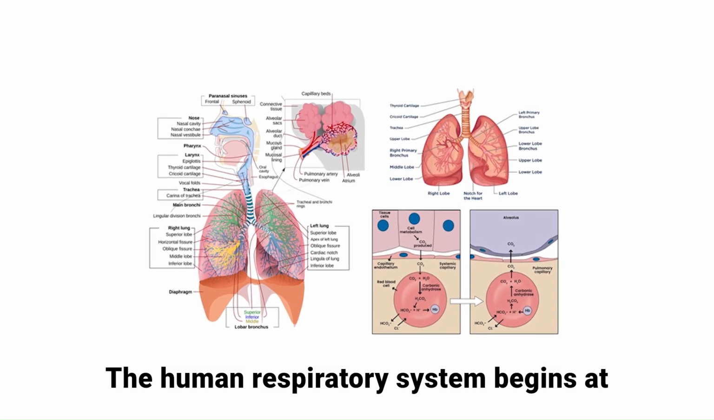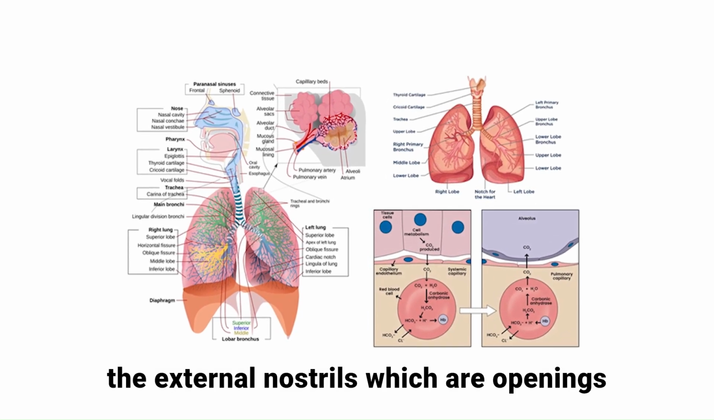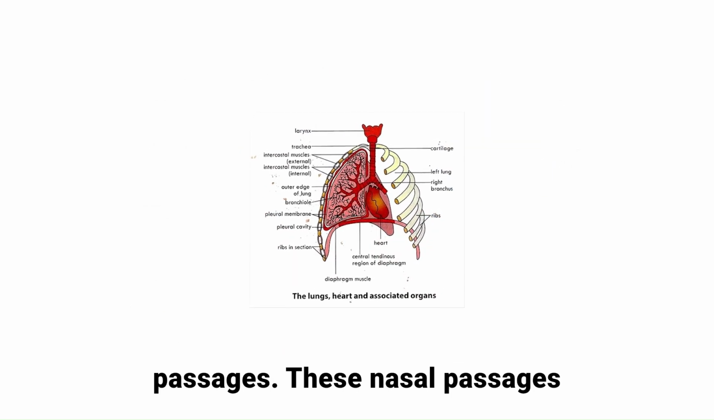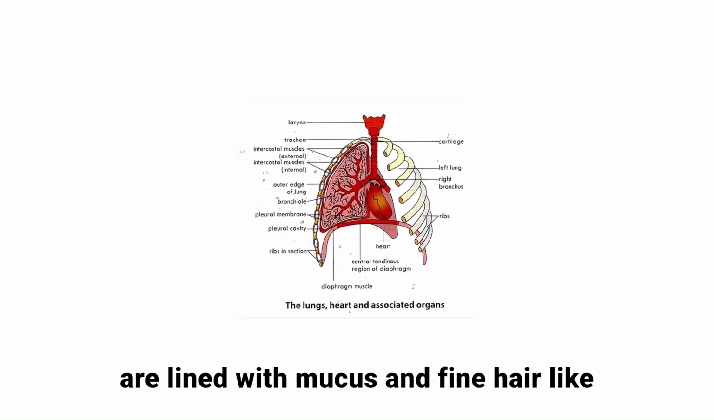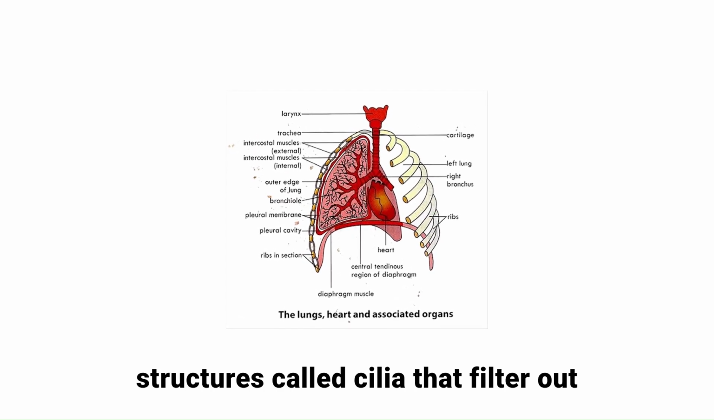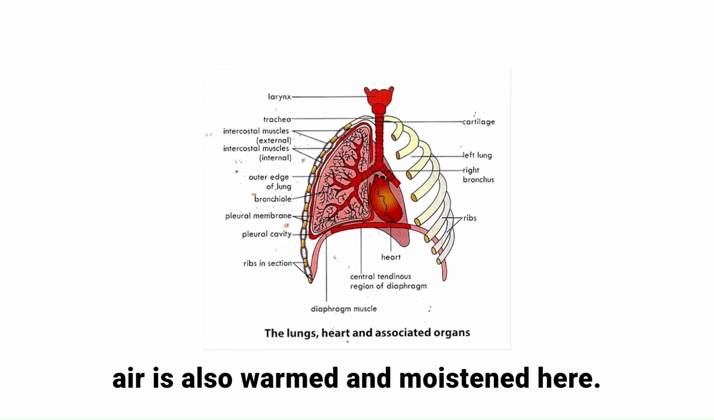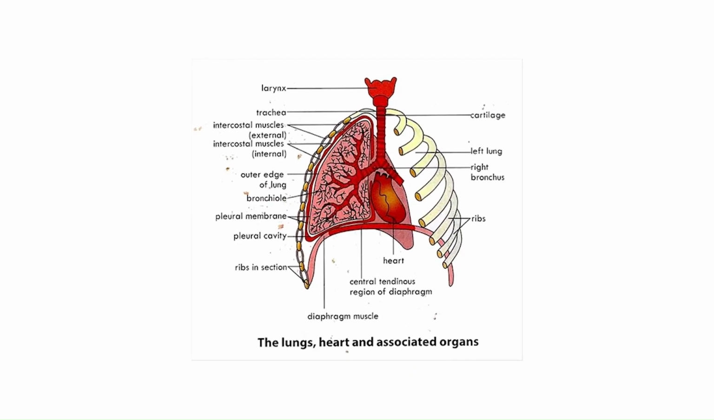The human respiratory system begins at the external nostrils, which are openings through which air enters the nasal passages. These nasal passages are lined with mucus and fine hair-like structures called cilia that filter out dust and other particles. The air is also warmed and moistened here.